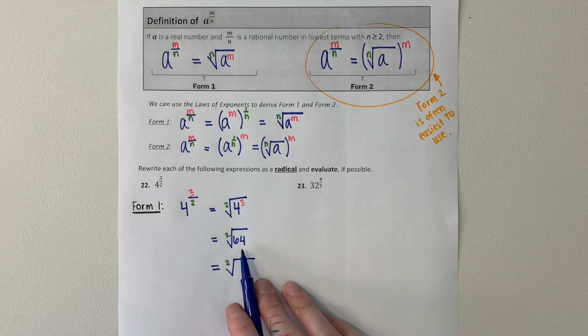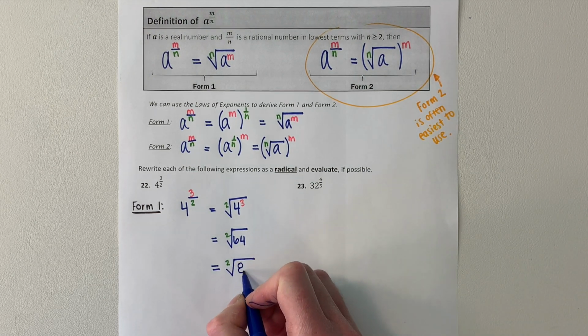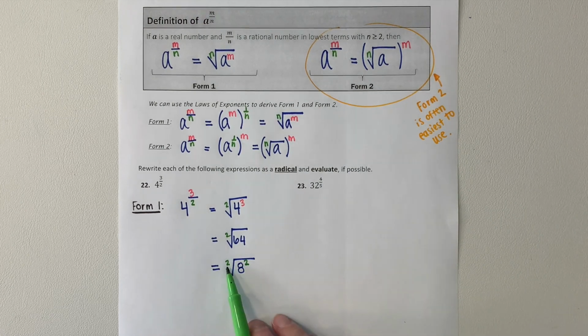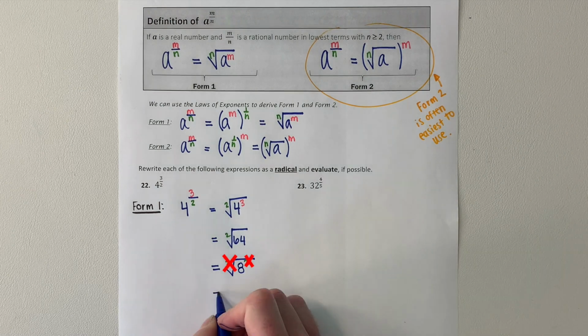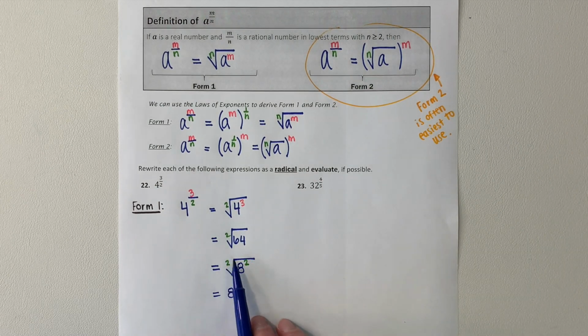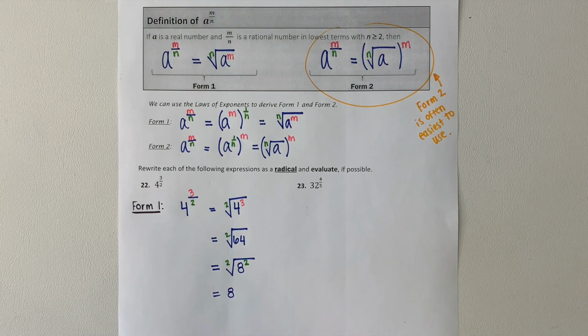We can rewrite 64 as 8 squared, and now the square root and the square match, so they cancel, and we'll be left with 8. And remember, when this index is even, we technically need absolute value bars around our final answer, but the absolute value of 8 is just equal to 8.